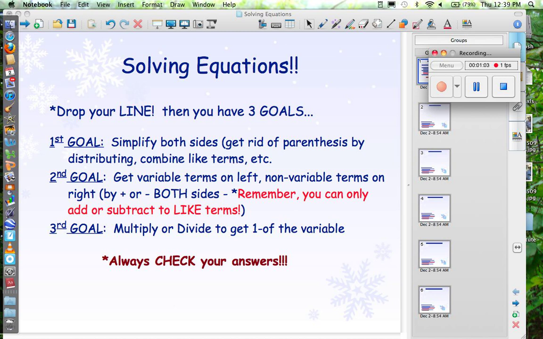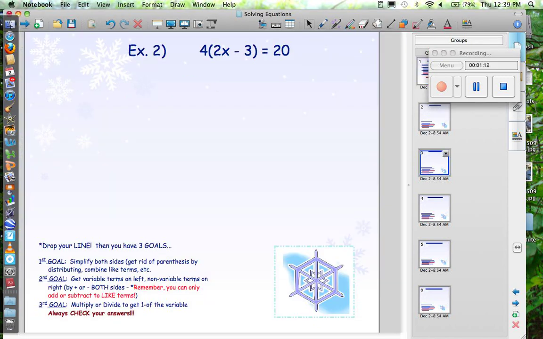And then once we have that, the very last goal is to multiply or divide to get one of whatever the variable is, okay? And let me show you what I mean. So let's do this example. All right, so the first thing, drop the line. Here's what I mean. Wherever your equal sign is, I'm just dropping a line, okay? Again, it helps me to see that there's two sides of the equation. So now when I look on the left side of the equation, I see some parentheses, so I need to simplify that. And hopefully you remember what your math teacher told you about distributing and using the distributive property.